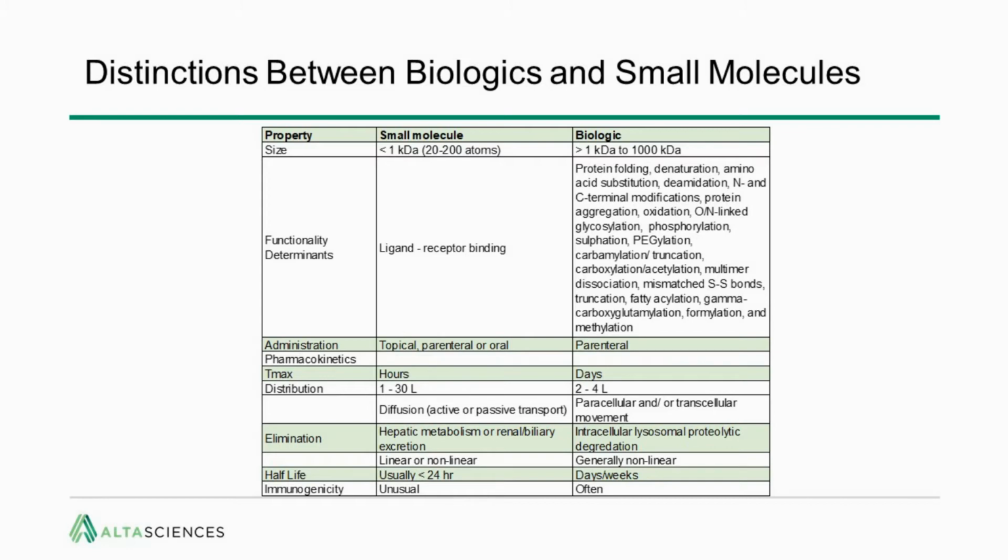And finally, something that is very unique to biologics is immunogenicity. The human body generally will not develop antibodies against small molecules. They're just so small that they don't attract the attention of the immune system. Whereas biologics are large enough to cause the production of anti-drug antibodies, and those antibodies will be a topic that we'll discuss in a bit here.